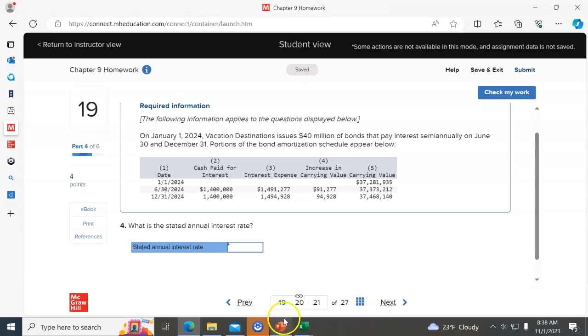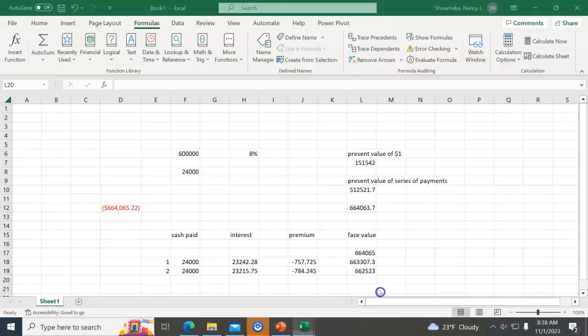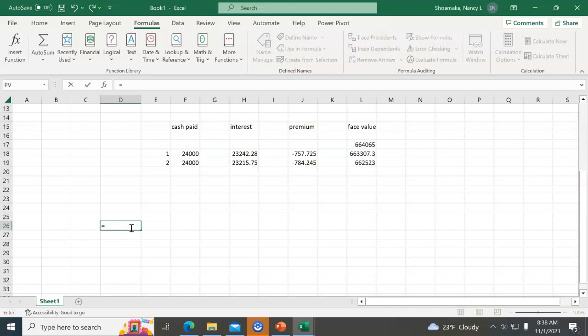Right? So wouldn't it be safe to say 40 million divided by 1,400,000? What am I doing wrong? No, I'm going to do 1,400,000 divided by 40 million. Okay? Sorry, I did it backwards.